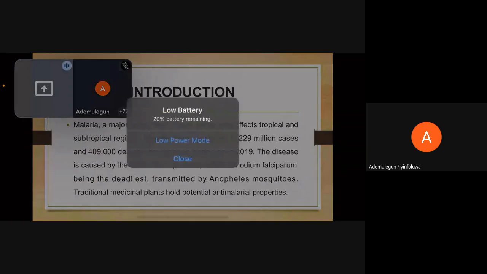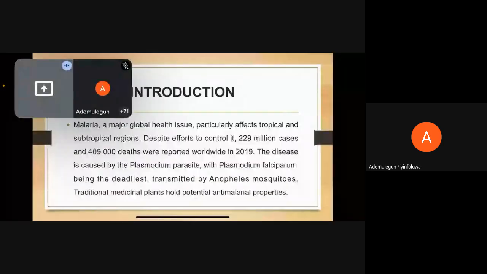As we all know, malaria is a major global health issue, particularly affecting the tropical and subtropical regions. Despite the efforts to control it, about 229 million cases and 409,000 deaths were reported worldwide in 2019, and it's increasing day by day.